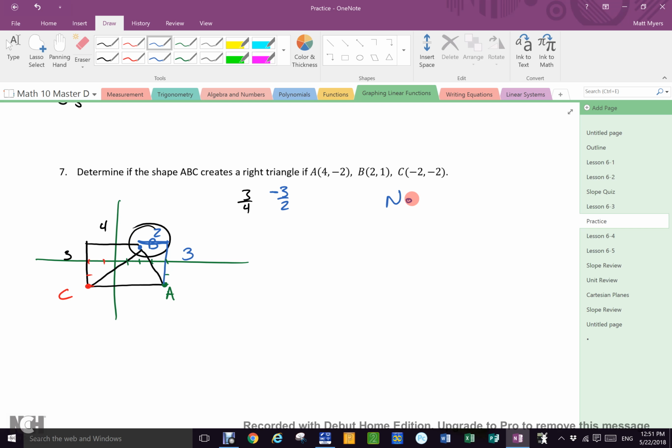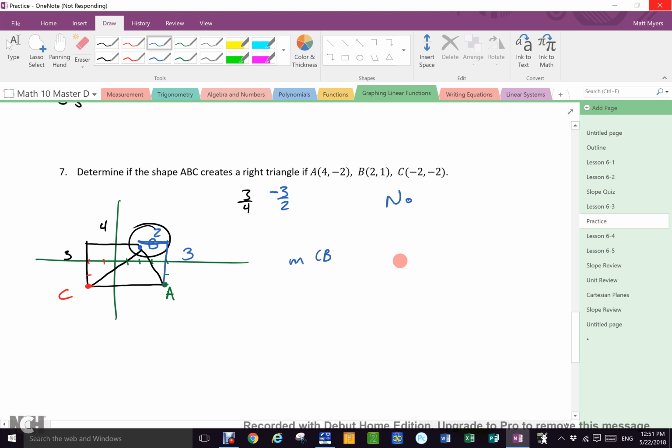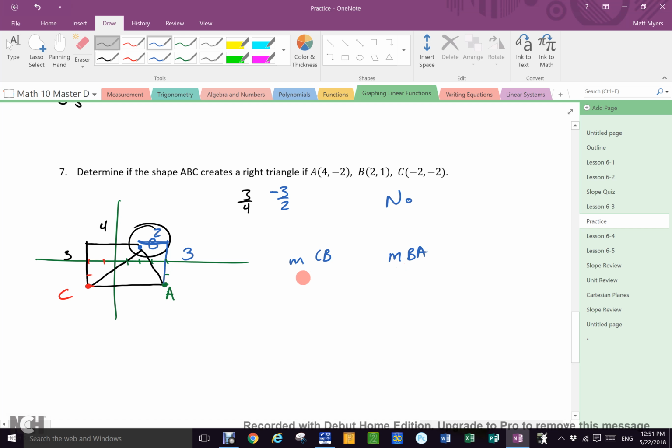I could do the slope of CB, and I could compare it to the slope of BA. And slope is, of course, y2 minus y1 over x2 minus x1. So CB would be negative 2 minus 1 over negative 2 minus 2, which is negative 3 over negative 4, which is 3/4, which we already knew from counting.